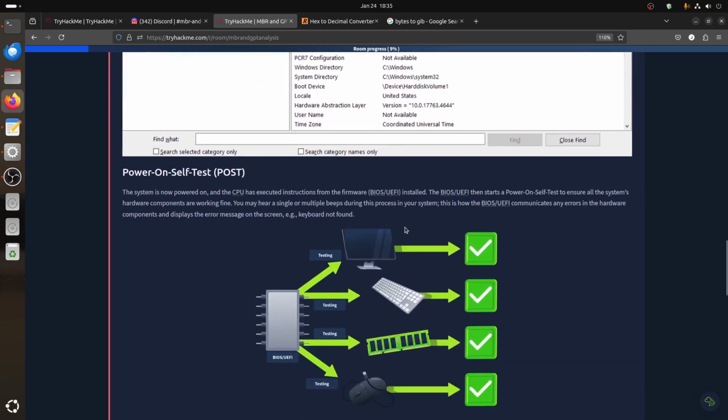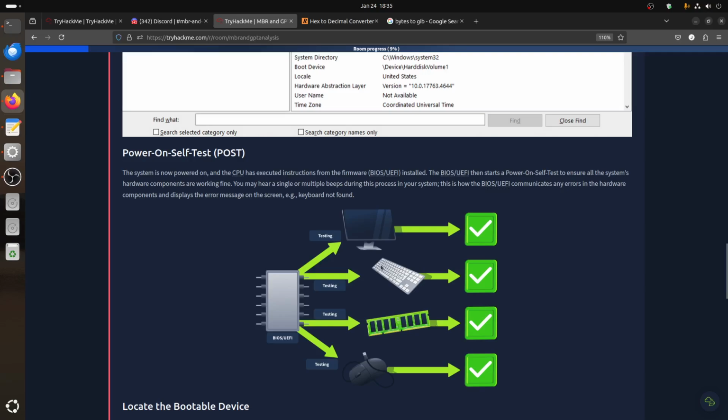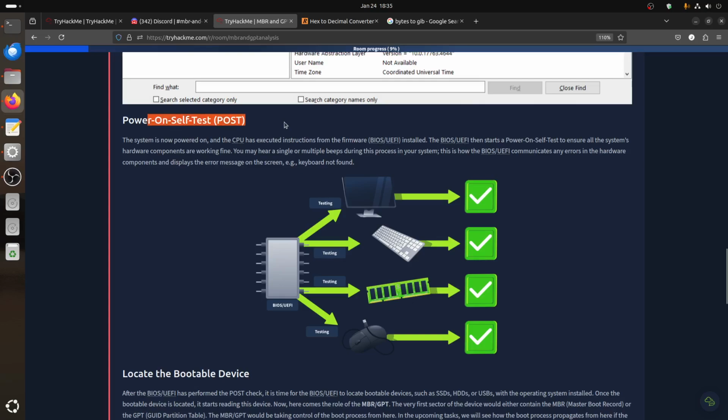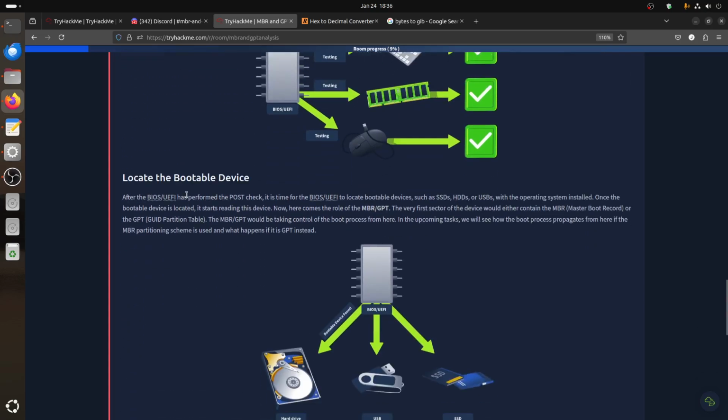And then the power-on self-test, where we check the screen, keyboard, memory and mouse. So POST check. Then that's where the things come.